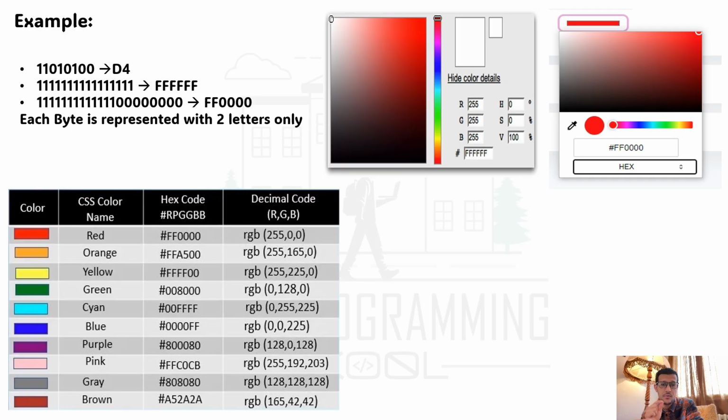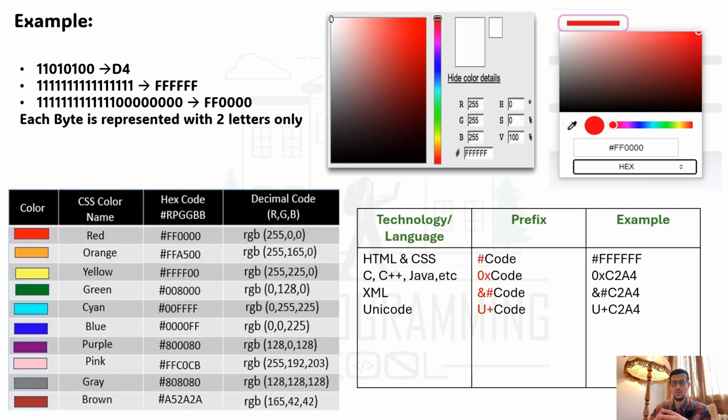What is this hashtag before each hexadecimal code? What does it represent? All right, we have something called a prefix. For example, in this small table, we have the first column, technology and languages. For HTML and CSS, the prefix starts with a hashtag and then the code, for example, hashtag and six Fs. And for C, C++ and Java, the prefix is 0x, and after that the code, for example, 0x and C2A4.